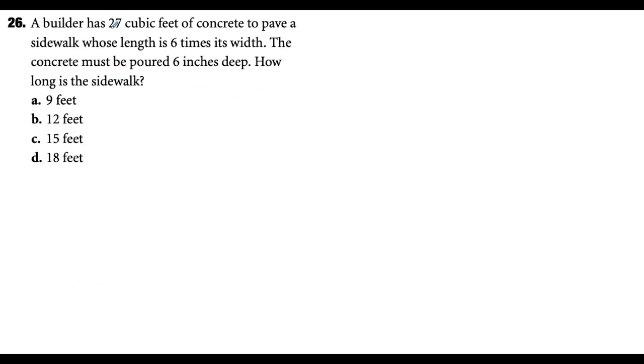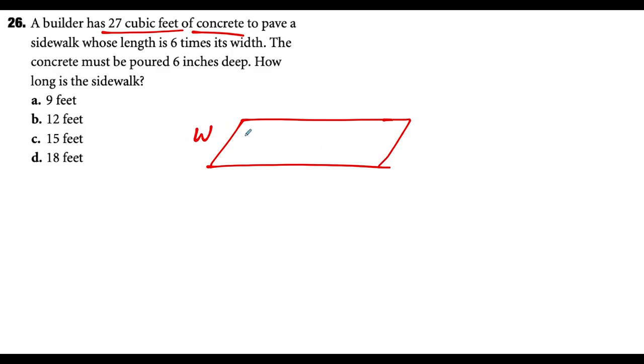Question 26, we have a builder with 27 cubic feet of concrete and they're going to pave a sidewalk. The length is 6 times the width. So I'm just going to draw a stretch of sidewalk here. And if the width of this thing is W, the length is 6 times that, so we'll call this 6W. And they also told us that the concrete must be poured 6 inches deep.